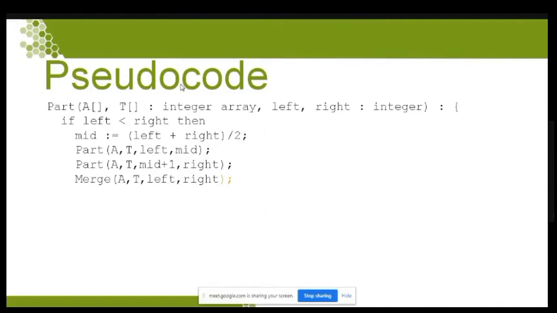Okay, so 8 elements will be indexed with 7. So the rightmost will be 7, left will be 0. 0 plus 7 divided by 2 is 3.5. Take the lower bound of that, 3. So the mid is supposed to be the third element of your array. That is, A of 3 will be your mid element where you have to partition.